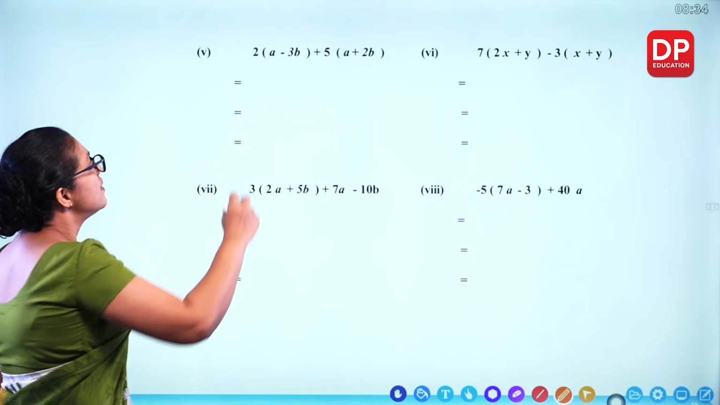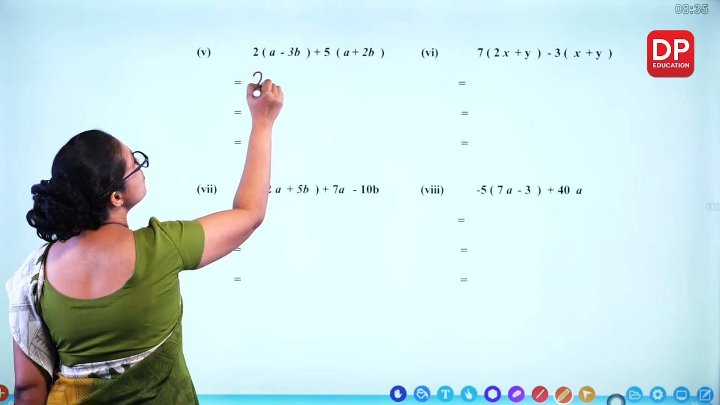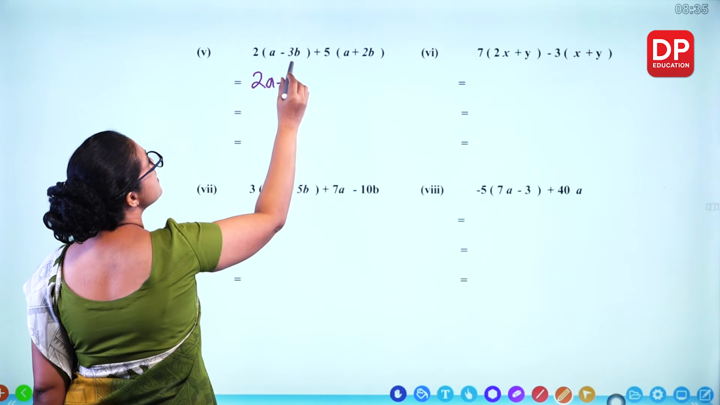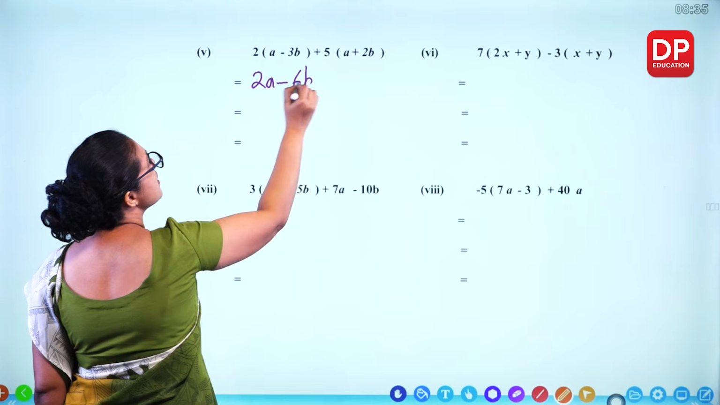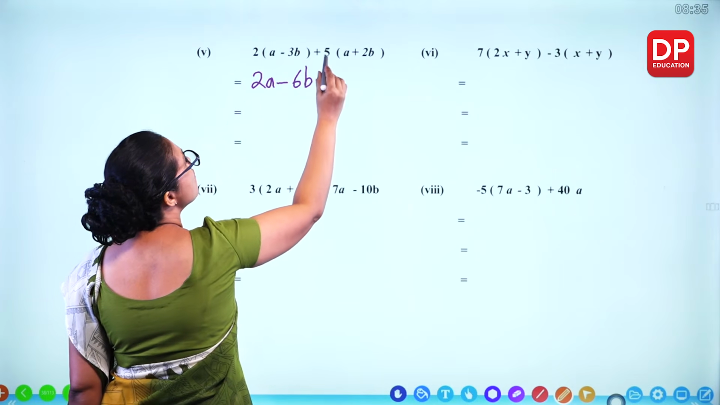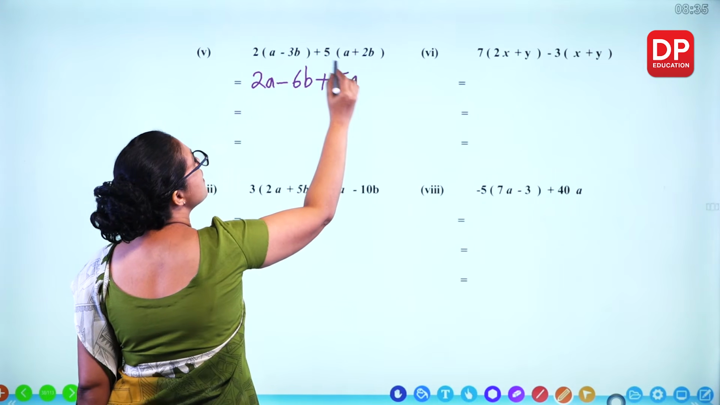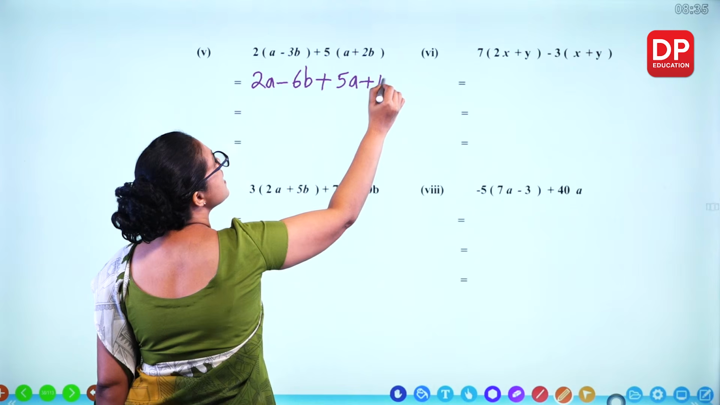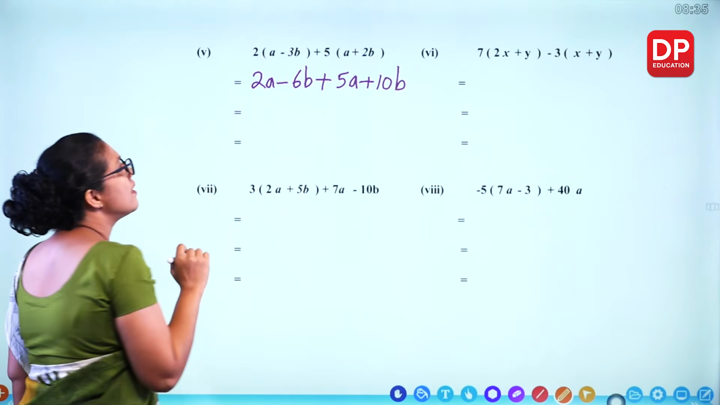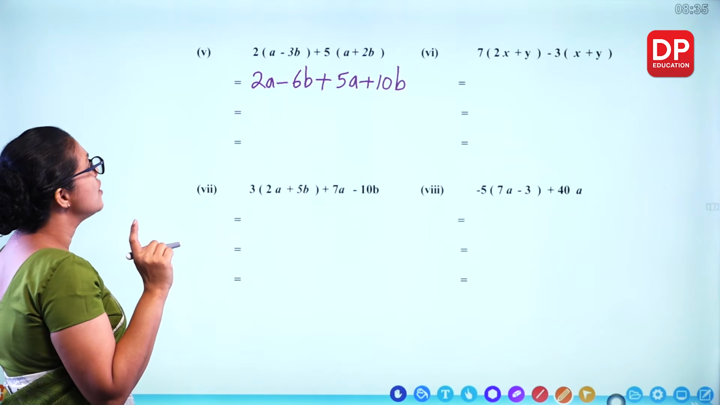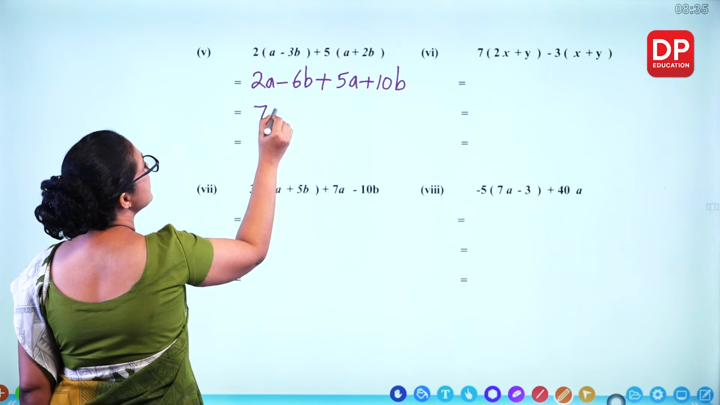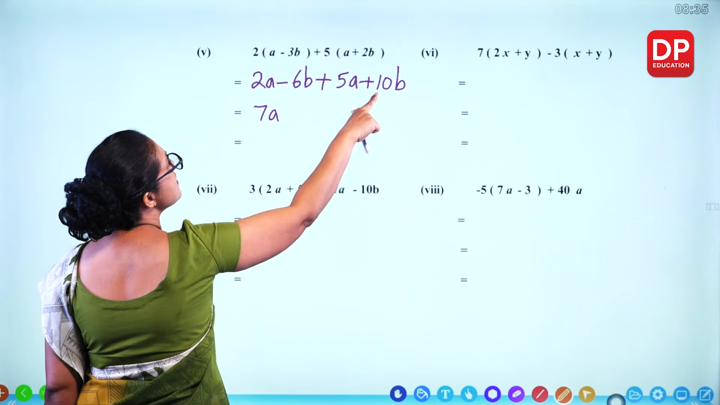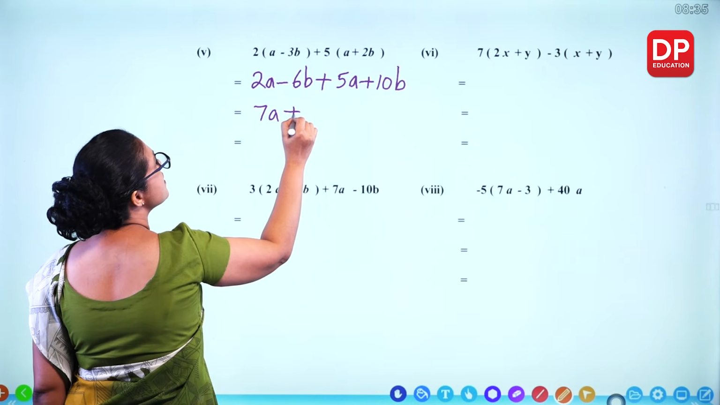Do it separately. 2 times a, 2a. 2 times minus 3b, minus 6b. Plus 5 times a, 5a. 5 times 2b, 10b. Now add like terms. 2 and 5, 7. That's 7a. Minus 6 and 10. Take the difference.